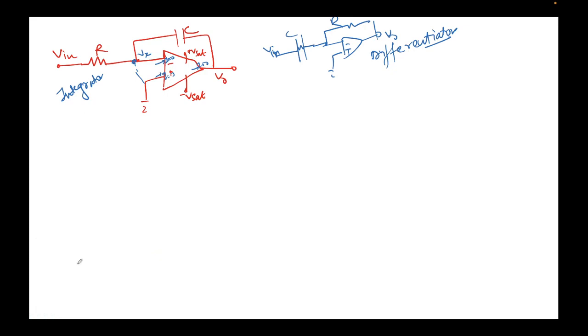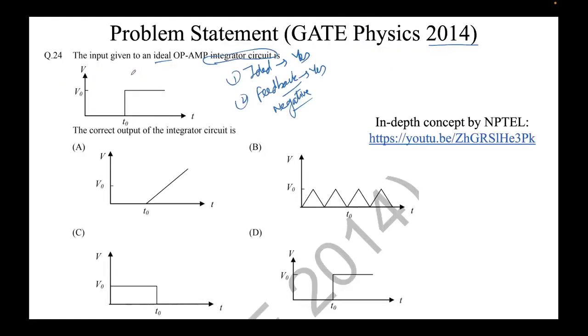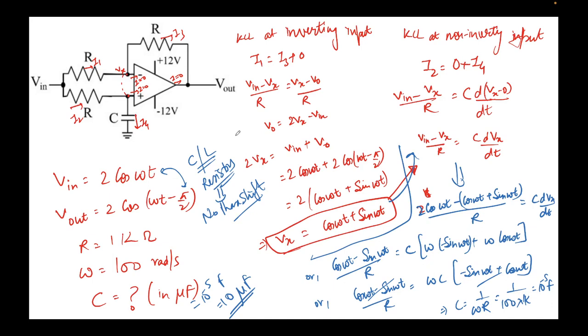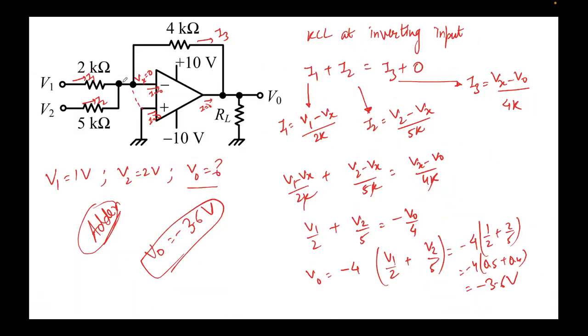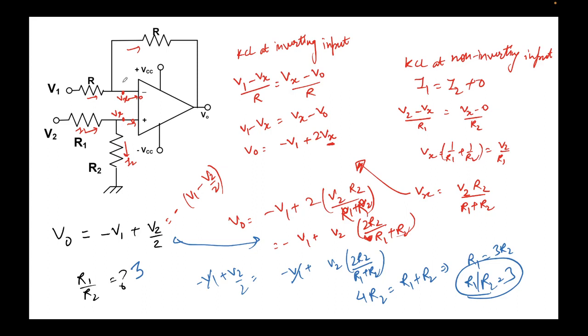Sir, Vx itself is 0. Sorry? It need not. See here, V0 was not 0. You see here? I assume this node to be value Vx. This is not always 0. You see in this problem it was non-zero here. We saw that, right? Vx was this expression.